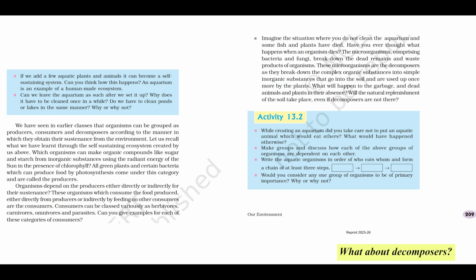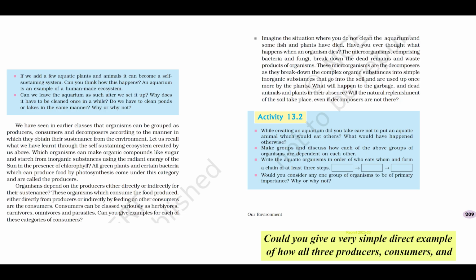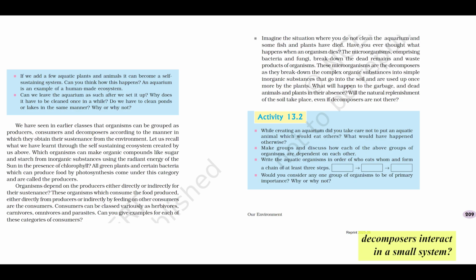What about decomposers? Ah, yes, the vital third group. We touched on them with the aquarium. Could you give a very simple, direct example of how all 3 producers, consumers, and decomposers interact in a small system? Like maybe for a competitive exam question asking for an application. What about a fallen tree in a forest? Excellent scenario. A fallen tree is perfect for illustrating the cycle.